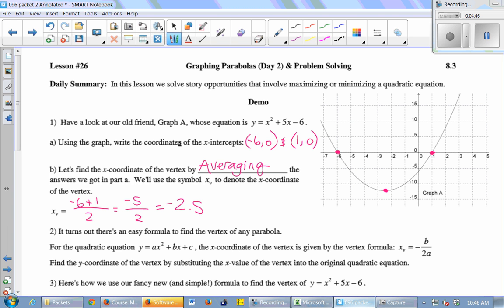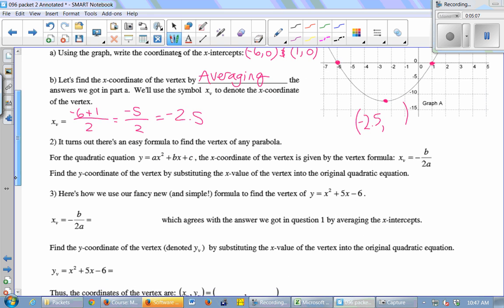So if I'm looking for the coordinates of this point, I'm looking for 2 coordinates. One of them, the x coordinate, is negative 2.5. How do you find the other one? You plug your negative 2.5 into your original equation. We'll do that in just a minute.